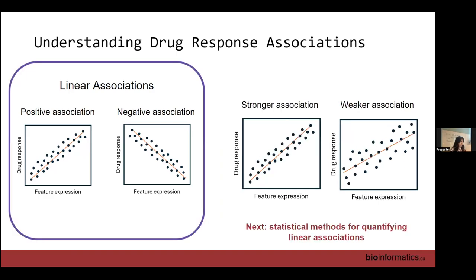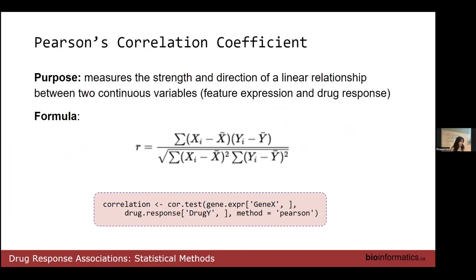Now let's look at linear associations. One of the main ways for studying or evaluating linear association between two variables is using correlation analysis. We have two types of correlation analysis. One is Pearson, the other one is Spearman. In Pearson's correlation analysis, we measure both strength and direction of the relationship between two variables. Pearson correlation coefficient ranges between -1 and 1.